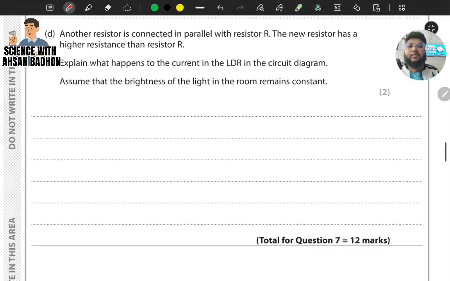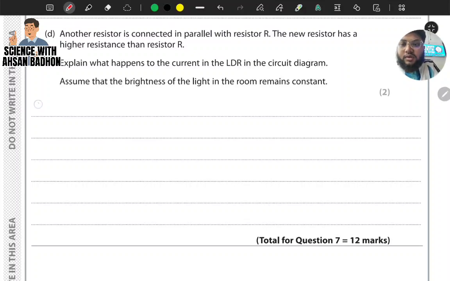Okay, number D says another resistor is connected in parallel with resistor R. The new resistor has a higher resistance than resistor R. Explain what happens to the current in the LDR in the circuit diagram, assuming that the brightness of the light in the room remains constant. Okay, so let's first understand what happens if we connect a resistor in parallel. We know that in parallel circuits, if we connect 2 resistors, the total resistance decreases.